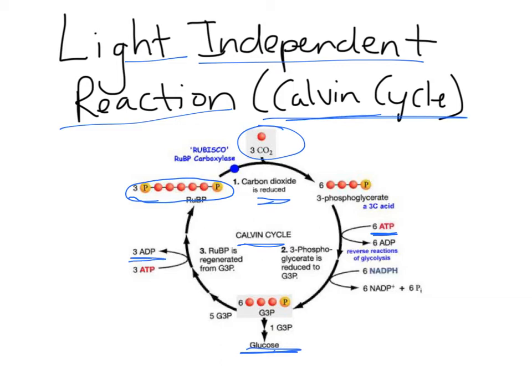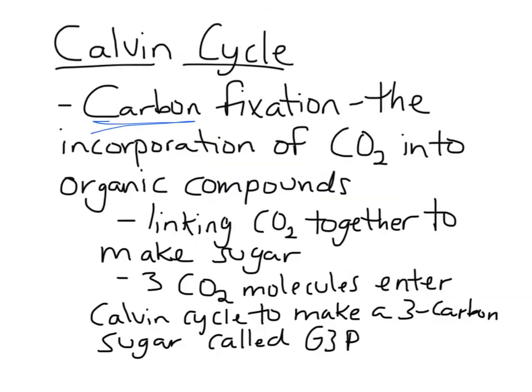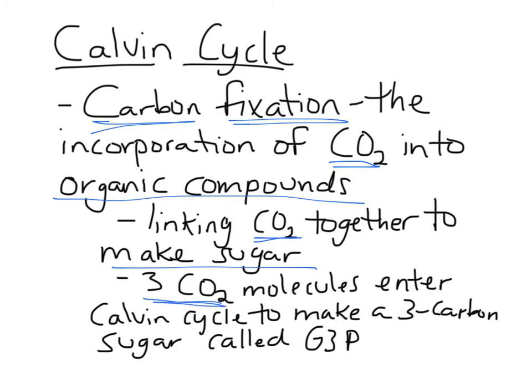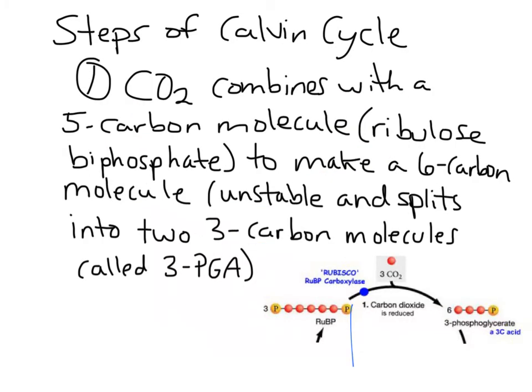So let's get started. So the Calvin cycle, which is carbon fixation, incorporates CO2 into organic compounds. What it does is it takes CO2 and it links it together to make a sugar with other molecules. So 3 CO2 molecules enter the Calvin cycle to make a 3-carbon sugar called G3P. So these are the steps of the Calvin cycle.